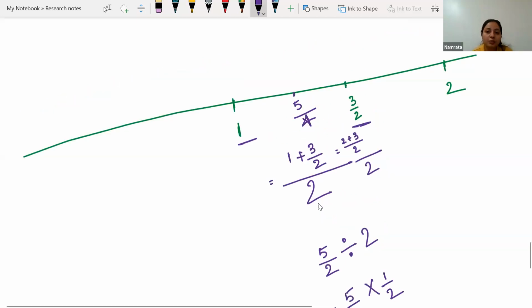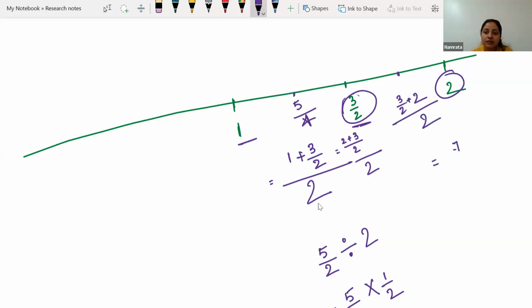Find in the same way the number in between 3 by 2 and 2. So 3 by 2 plus 2, A plus B by 2. The numerator will be 3 plus 4, that is 7, divided by 2. And the denominator is still 2. We can apply the concept of division. We can say 7 by 2 divided by 2. That means 7 by 2 into 1 by 2. So we got 7 by 4.